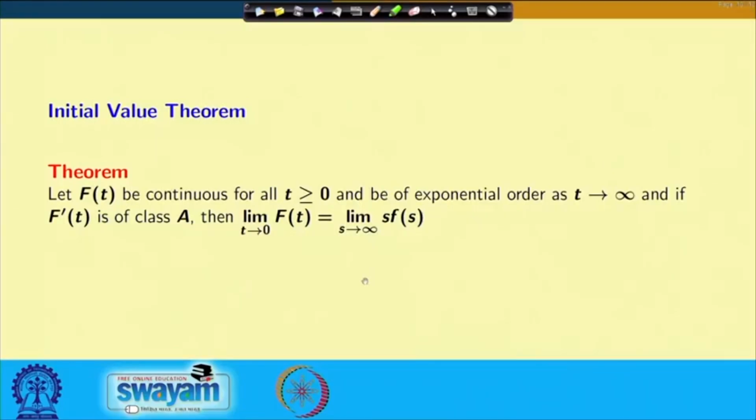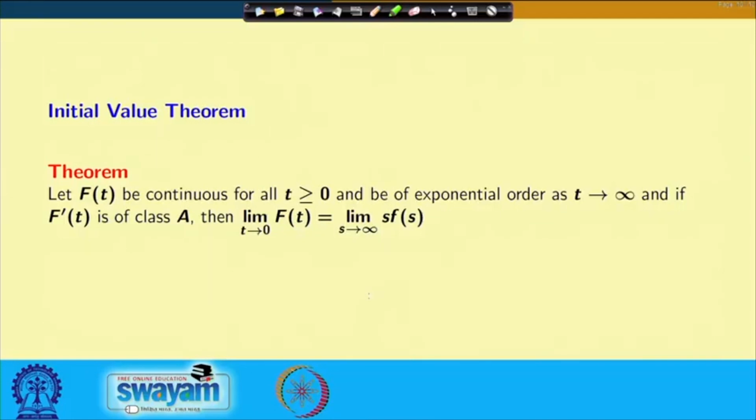Initial value theorem and final value theorem means you are using two parameters, one is t, one is s. So, sometimes t can approach 0 or t can approach infinity, similarly s can approach 0 and s can approach infinity. So, what would be the effect on that we will see now. First, let us see the first theorem, that is initial value theorem.